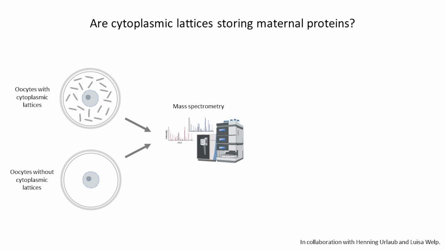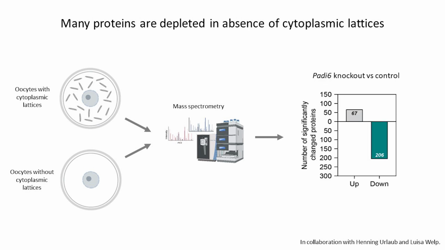And if our hypothesis were correct, we would expect that upon depletion of cytoplasmic lattices, we would see a depletion of maternally loaded proteins that are important, maybe not in the oocyte, but later on during embryogenesis. And in fact, this is exactly what we see. When we knock out PADI6 and components of the subcortical maternal complex, we actually see a lot of proteins less abundant compared to the wild-type control. And importantly, we found that there was no change on the mRNA level of these differentially abundant proteins, meaning that their lower abundance was not due to a downregulation of their respective transcripts.